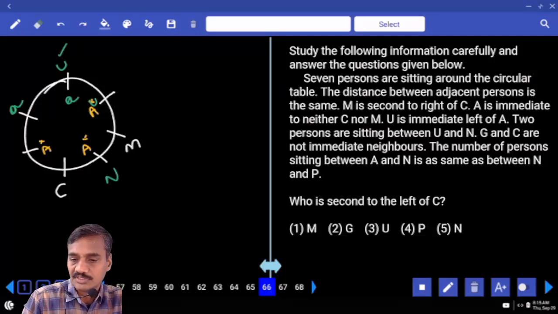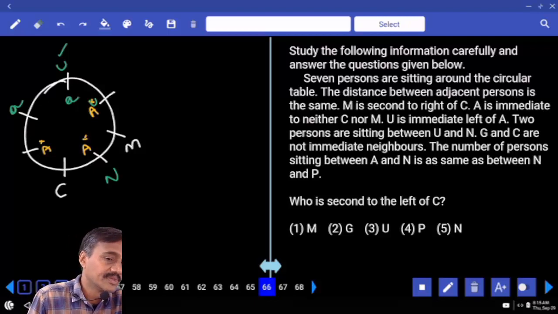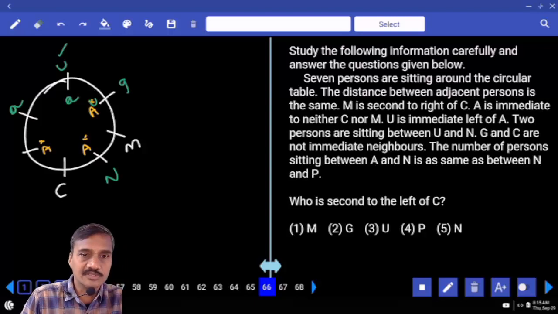And next one, G and C are not immediate neighbors. And finally, G and C are not immediate neighbors. Where should it come, tell me? G must be at this place, or G is here. Right?